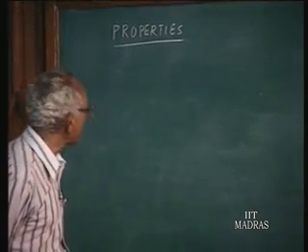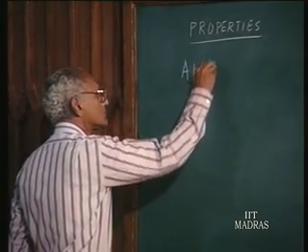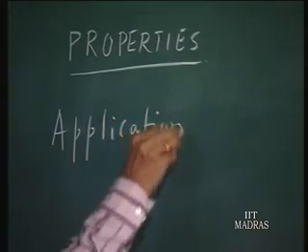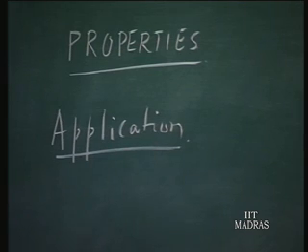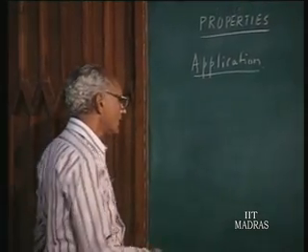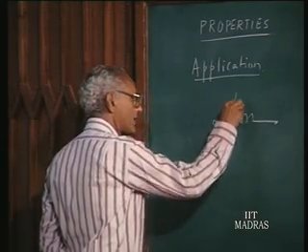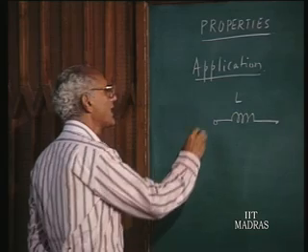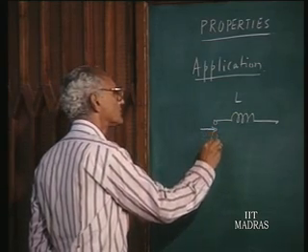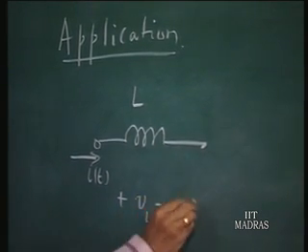Let us look at an application of this. This application is important in the sense that the result that we are going to get here will be used over and over again in circuit analysis. Let us consider an inductor of L henries carrying a current i of t. Let the voltage across the inductance be vL.